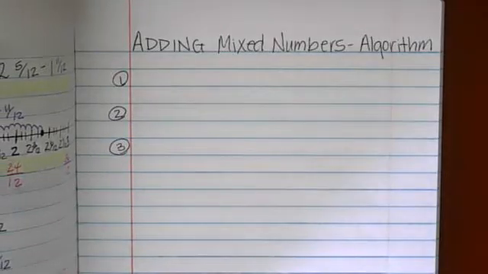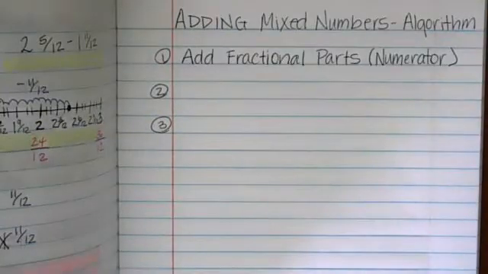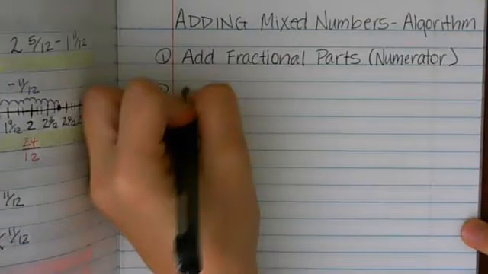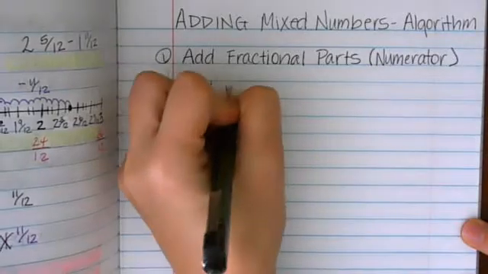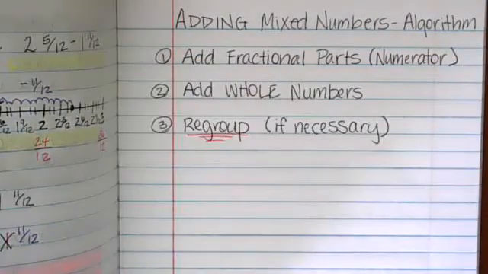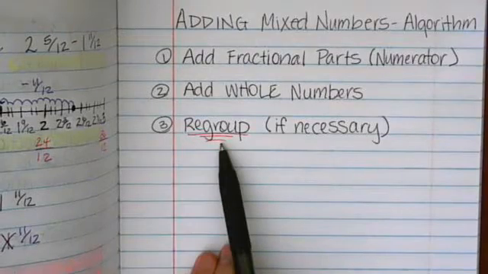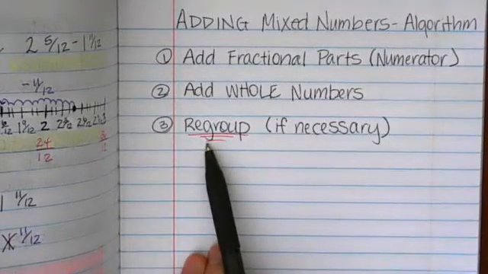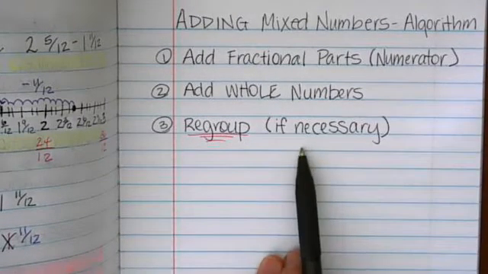The first step is to add the fractional parts. That means add the numerators. The next step will be to add the whole numbers. And the last part will be to regroup. And I underlined that 3 times. Regroup, and that's only if necessary.